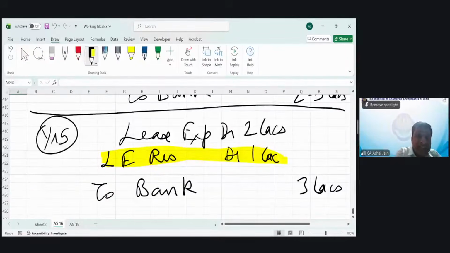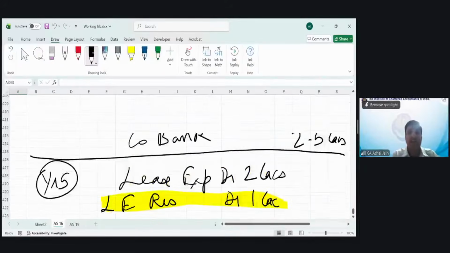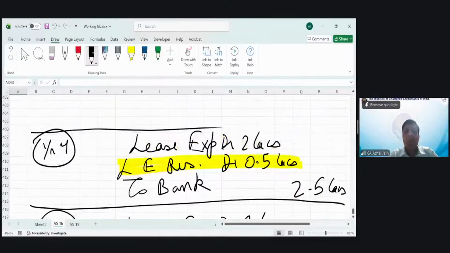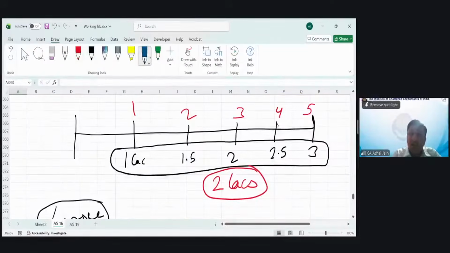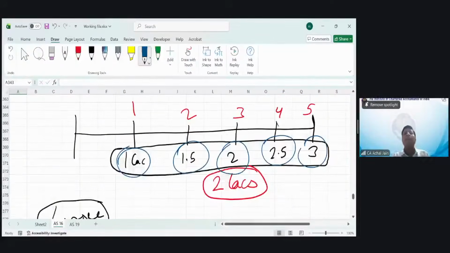So in case you have escalations in the lease amount like this, you will have to equalize the amount and then record it as an expense. You will not follow the cash basis of accounting. That's how you'll have to accrue this. Everyone clear? Any questions?